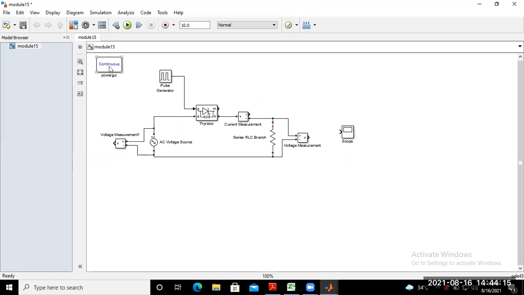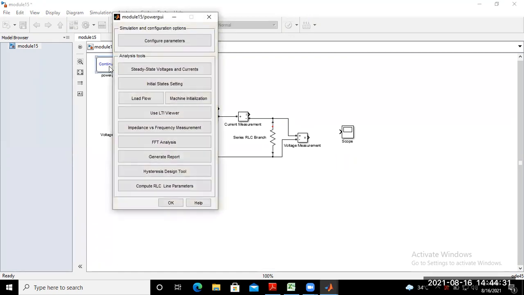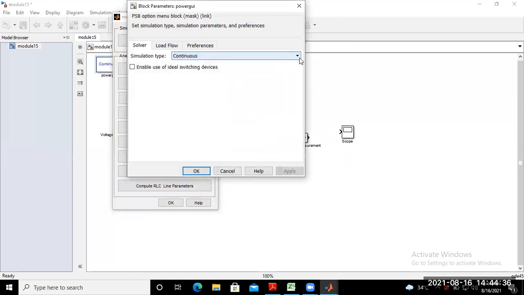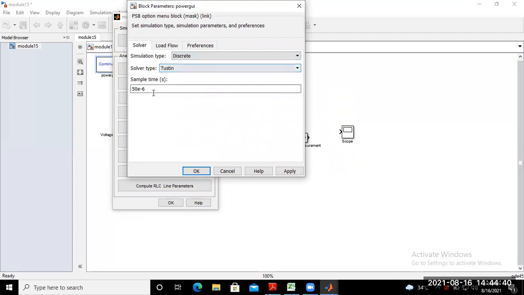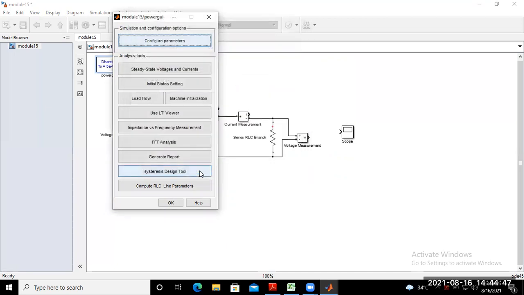For that, just click on the block, continuous. Okay. So just go for the configuration parameters. Just click here, discrete. Take the sample time as the default value, 50 microseconds. And okay.